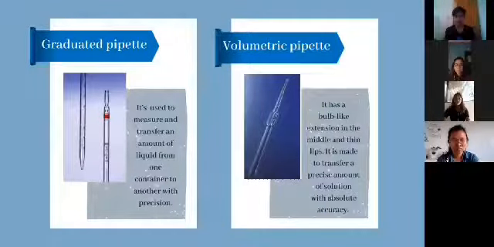Pipette. It is used to measure and transfer a lot of liquid from one container to another with precision. Next is volumetric pipette. They are made to transfer a precise amount of solution with absolute accuracy. Only the volume of liquid for which the pipette is calibrated can be delivered with it. Volumetric pipettes have a bulb-like extension in the middle and thin tips.